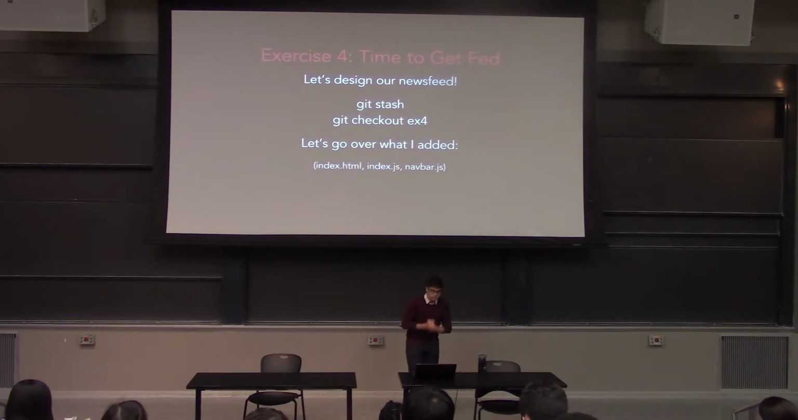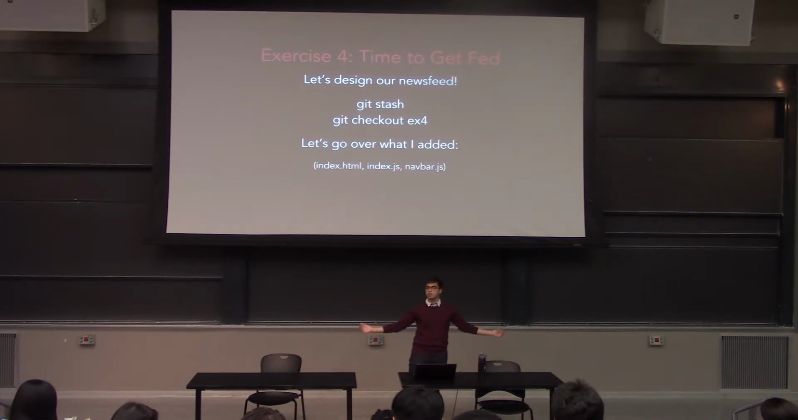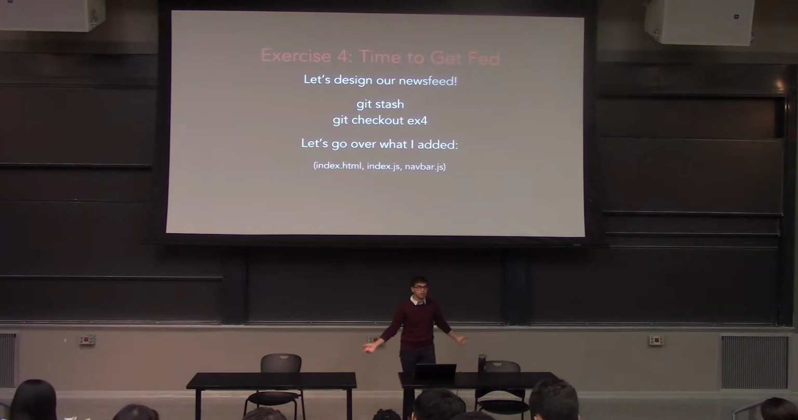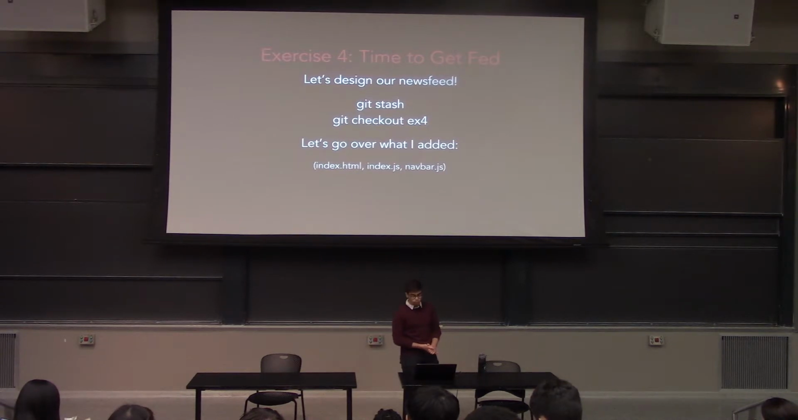Alright, exercise 4. So, exactly what you were talking about. We have a navbar, we don't have another page. What's the point? We need a home page or something. And if you saw in our original application, that was our news feed, right? So we're going to do the same thing once again. Go to your command line, get into that folder, git stash, git checkout ex4, okay?